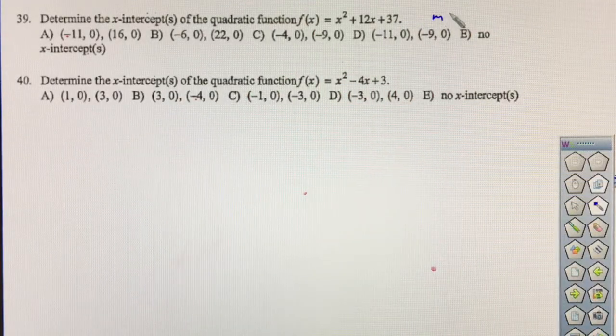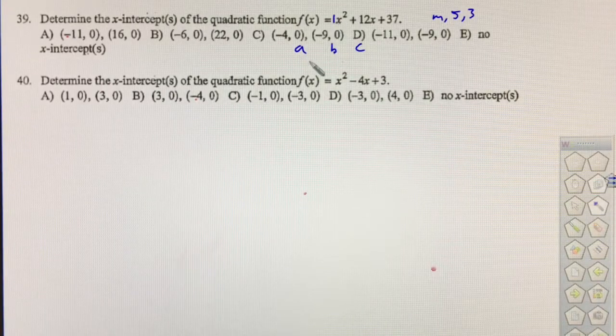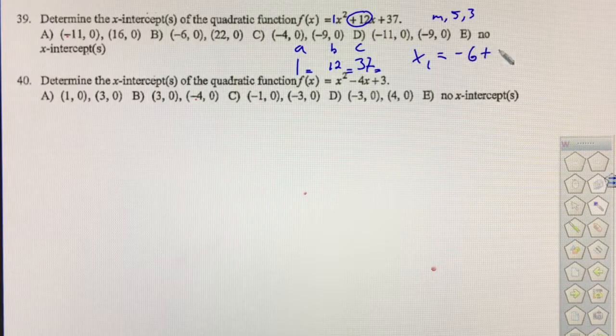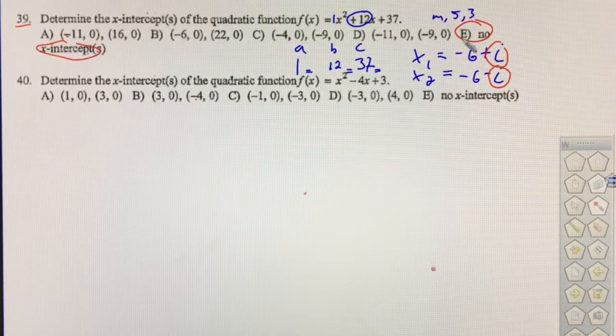For this one, I'm going to mode 5, 3 it. Where it says A equals, B equals, and C equals, I'm going to type in the coefficient 1 and hit equals. I'm going to type in the coefficient 12 and hit equals. I'm going to type in the coefficient 37 and hit equals. When I do that, for my x sub 1, I believe I get negative 6 plus i. For my x sub 2, I believe I get negative 6 minus i. And those are the intercepts. If the intercept has an i, that means there are no intercepts. So for 39, it's going to be E, no intercepts.